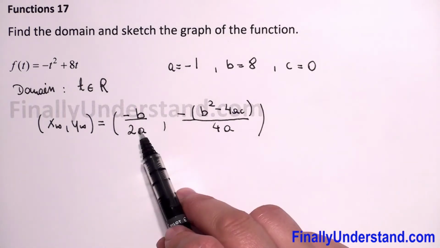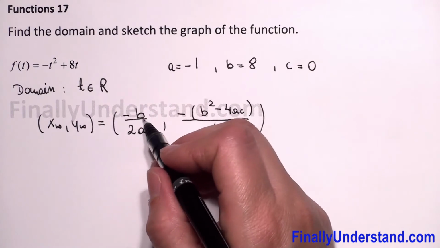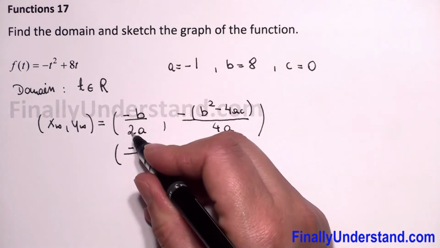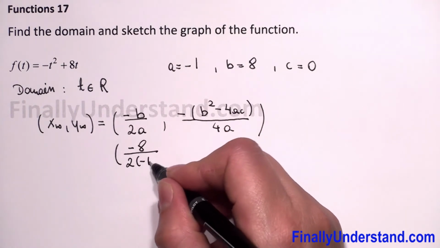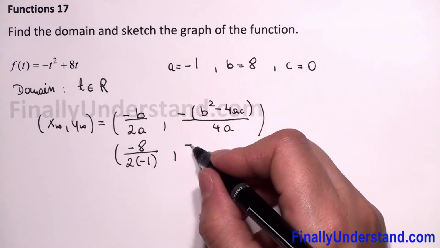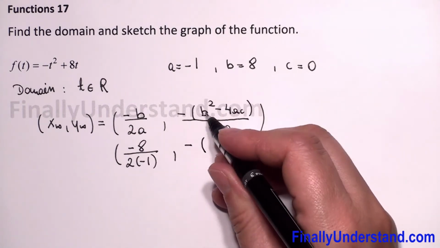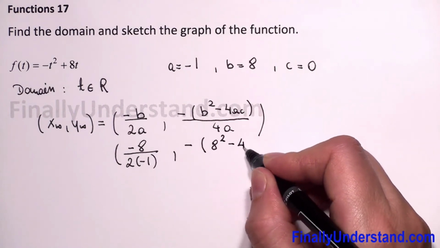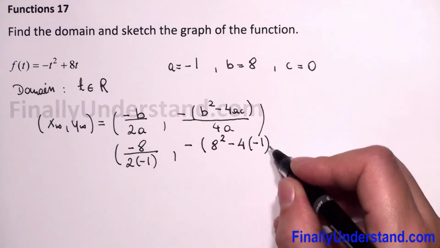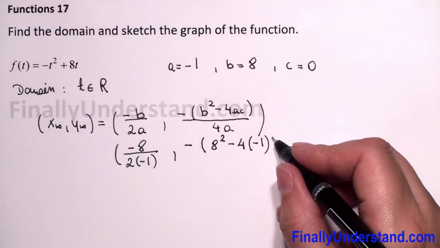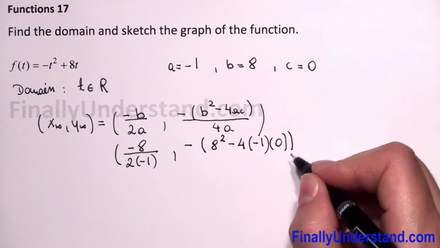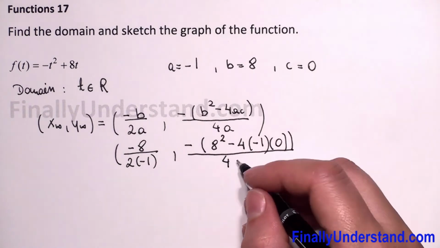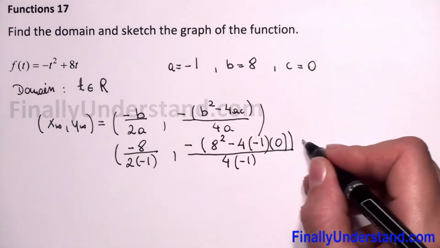So now we can just find our peak. We have to replace b by 8, over 2 times negative 1, and we copy just negative sign, and we have b to the second power. It means we have 8 to second power minus 4 times a is negative 1 times c. C is 0. Close parenthesis over 4 times a is negative 1.